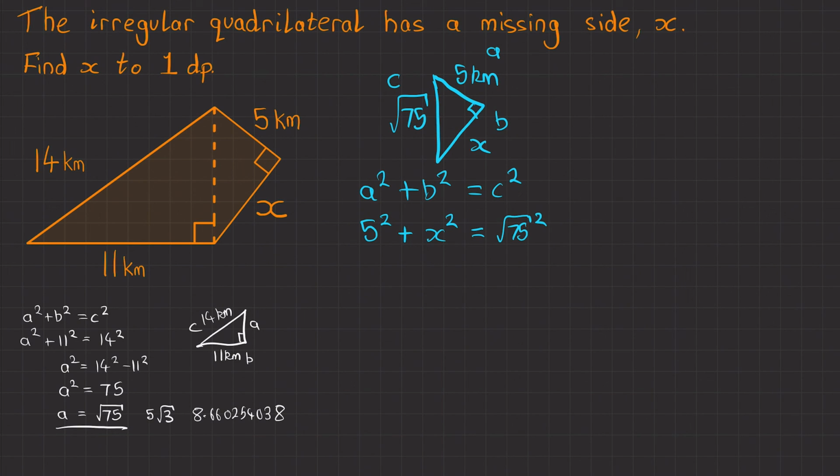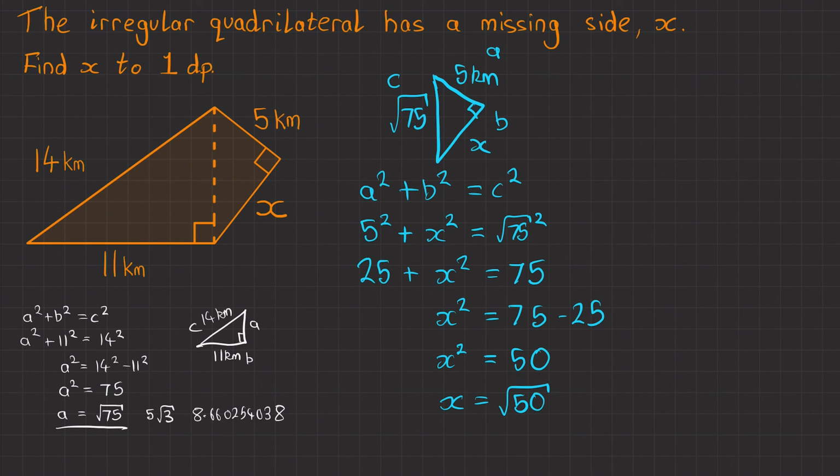I'll calculate these values, so we've got 25 plus X squared equals 75. Take away 25 from both sides, so we'll have X squared equals 75 take away 25, or X squared equals 50. Square root both sides, so X equals the square root of 50. And because we're after the numerical value at this point, type root 50 into your calculator, you'll end up with 7.0710678112. So our final answer will be X equals 7.1 kilometers to 1 decimal place.